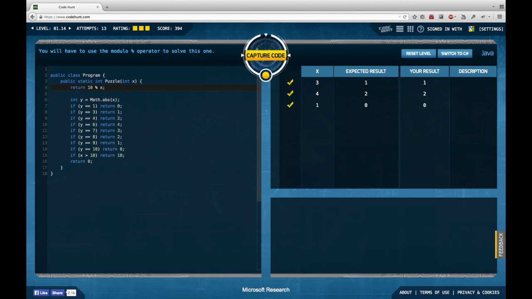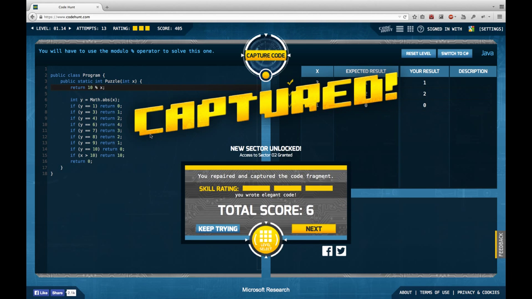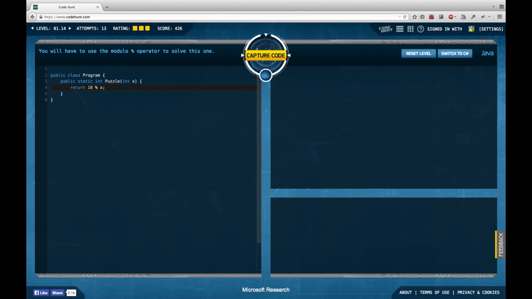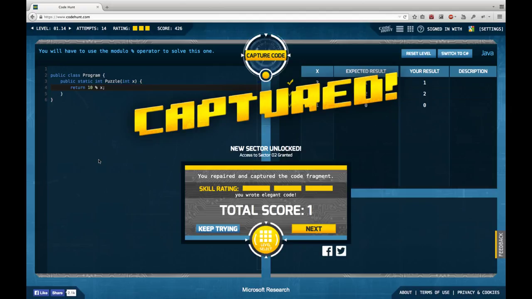So let him solve this thingy. It tells us this is the most elegant solution already. I did not even remove the dead code. Keep trying, make it nicer. Come on, I kick this out. So this solves the exact same thing, of course. And we're through this level 14.